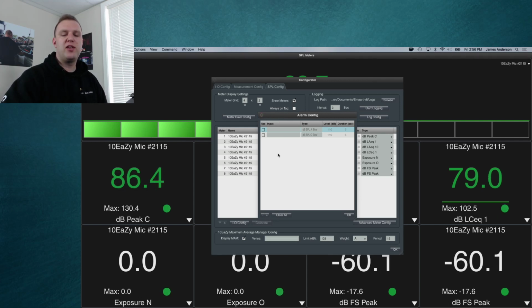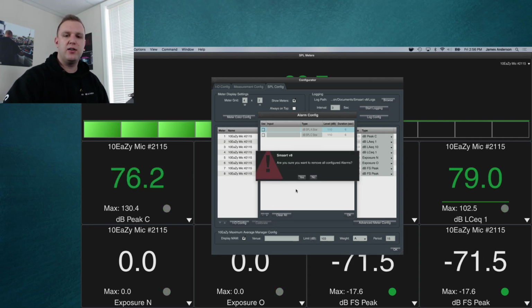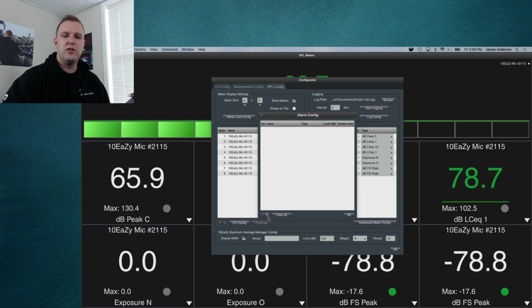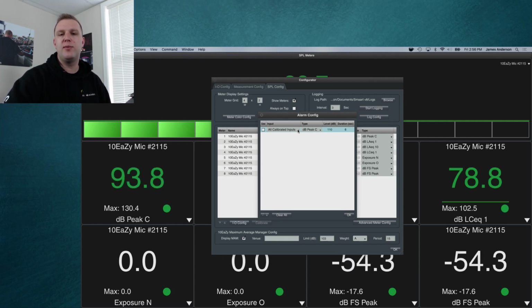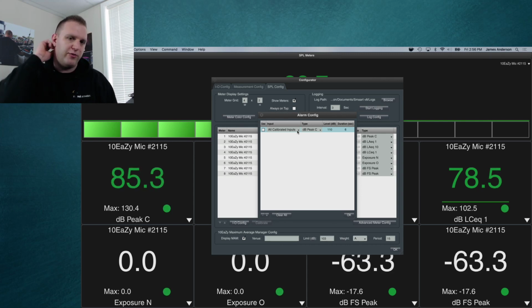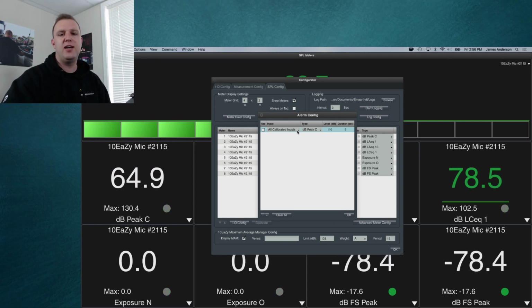Alarms can be configured for all inputs, or, let's see, we'll start over. We can have an alarm that's configured for all calibrated inputs. So basically, we're monitoring all the inputs that you have at once. If any one of them reaches peak C of 110 or more, then the analyzer will go into an alarm where the screen will flash, the meter will flash, indicating that you've reached an alarm.